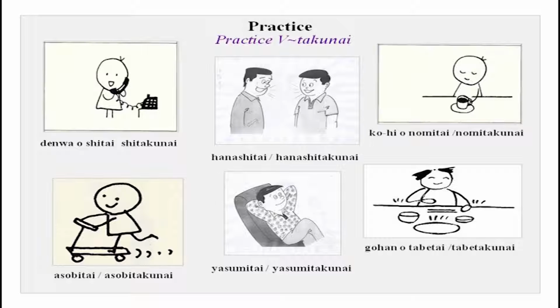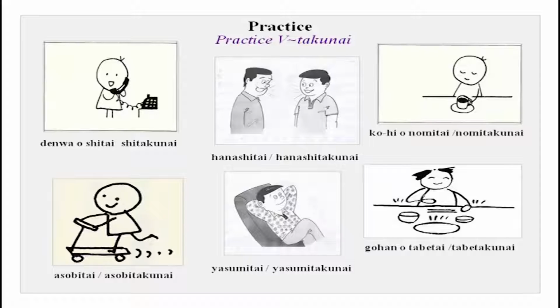So, you can practice like this all other verbs with or without pictures. You can practice saying whatever the verb in tai form and in takunai form with your partner. You could ask asobitai desu ka? Iie, ima asobitakunai, or ima isogashii kara asobitakunai.